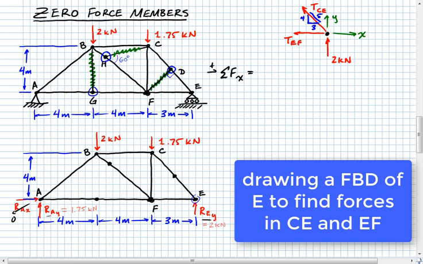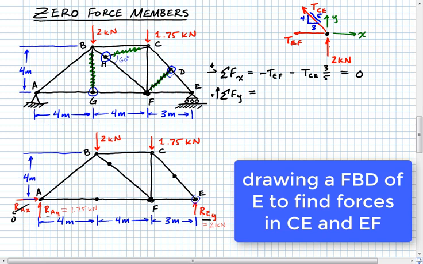And based on this, we've got minus TEF minus TCE times, and we just need the horizontal component, so we'll multiply that by 3 over the hypotenuse 5. And those are the only forces we've got with horizontal components. So we'll set that equal to 0. We can't solve that because it's got 2 different variables in it, and we only have one equation so far. So we'll go on to the next equation that we can write here, and sum forces in the y direction.